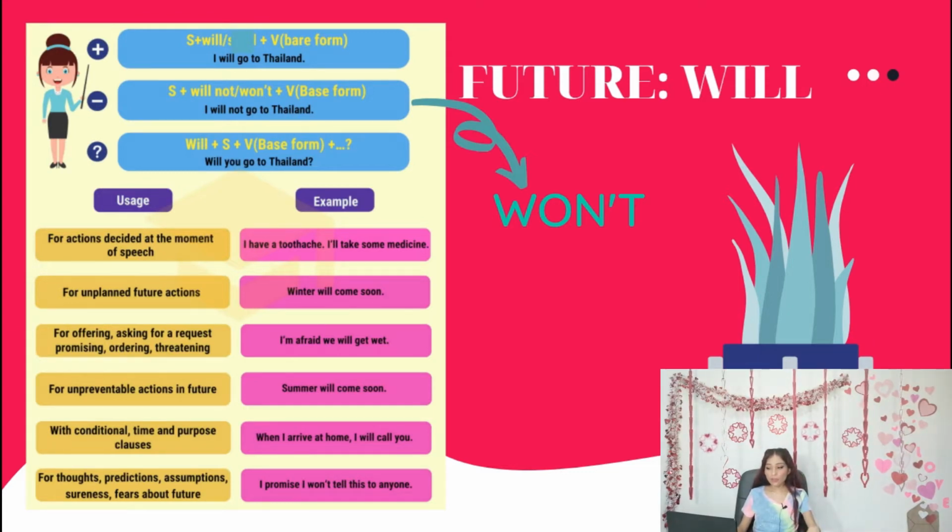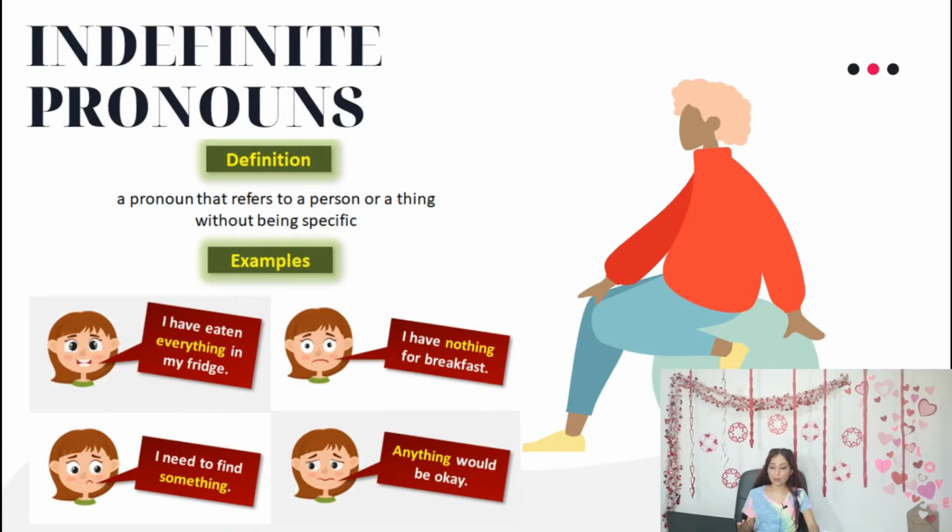I'm going to move on because we have another topic like I was telling you. This is called indefinite pronouns. Okay? So, what are indefinite pronouns? Indefinite pronouns are a noun that refers to a person or a thing without being specific. Like, for example, if you want to talk about a person or something that someone did, but you don't know exactly or you don't want to mention the person who did it, okay?